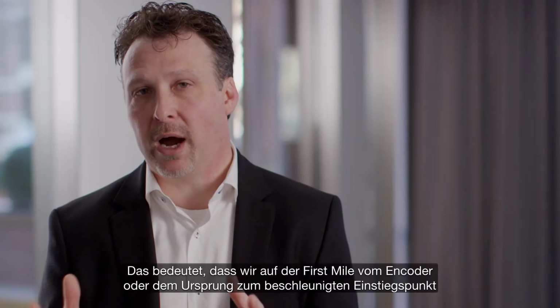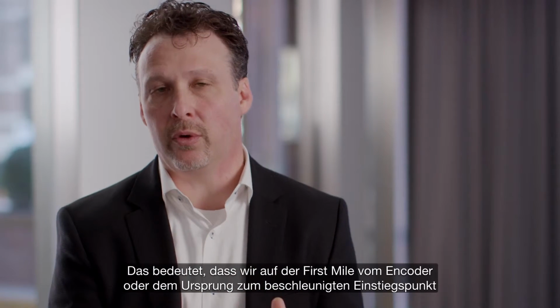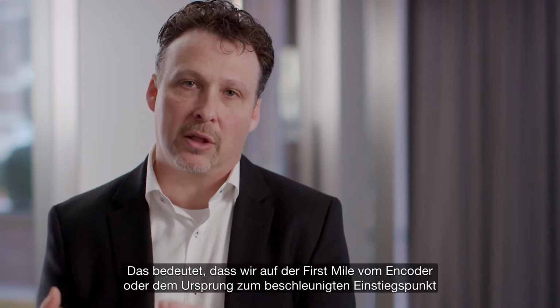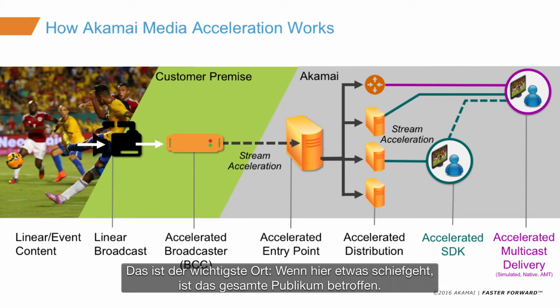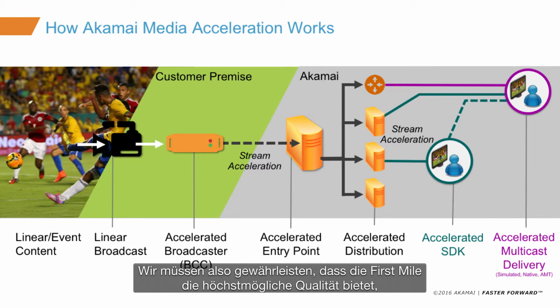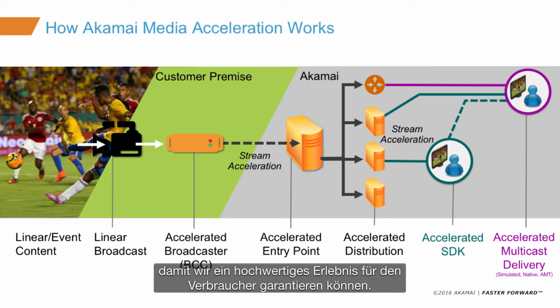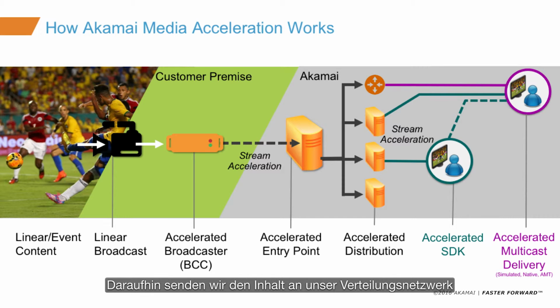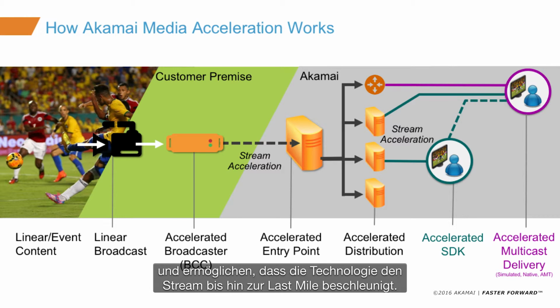That means over the first mile, going from the encoder or the origin up to the accelerated entry point, we're going to have an accelerated stream. That's the most important place. If anything goes wrong there, the entire audience is impacted. So we want to make sure that that first mile is as high quality as possible so that we can guarantee a high quality experience to the consumer. We'll then distribute this out to our distribution network, and the technology accelerates the stream all the way down to the last mile.